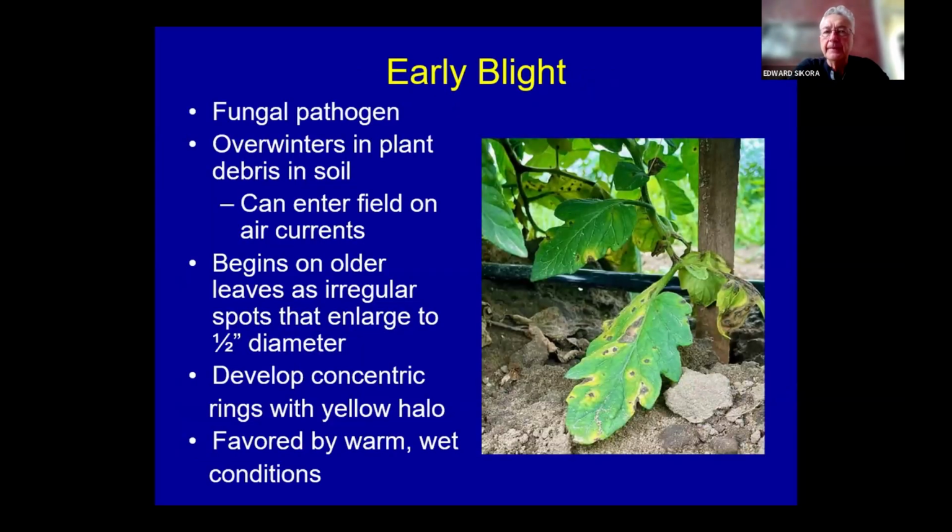So it's a fungal pathogen. The fungus overwinters in plant debris in the soil, but it could also enter the field on air currents from a neighboring field or occasionally on transplants. It begins on the older leaves as irregular spots that enlarge to about a half inch in diameter. And early on, it can be confused with, as I said, target spot, bacterial spot, and some of the other diseases that you might see on foliage. Then it develops these concentric rings with the yellow halo, favored by temperatures in the 65 to 85 degree range. And of course, wet conditions favor early blight and most of your fungal problems.